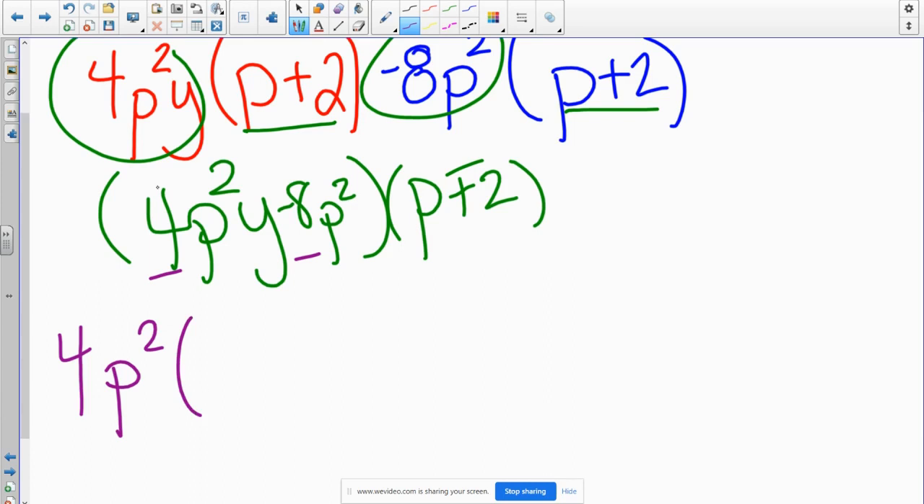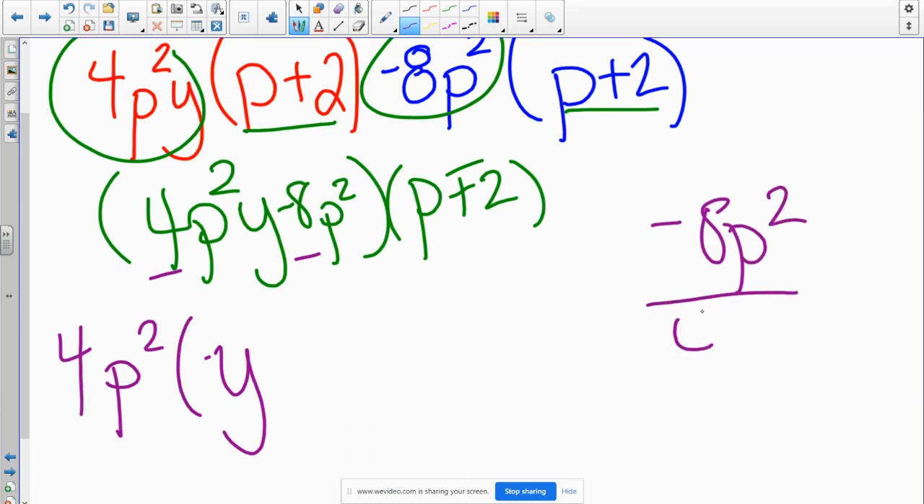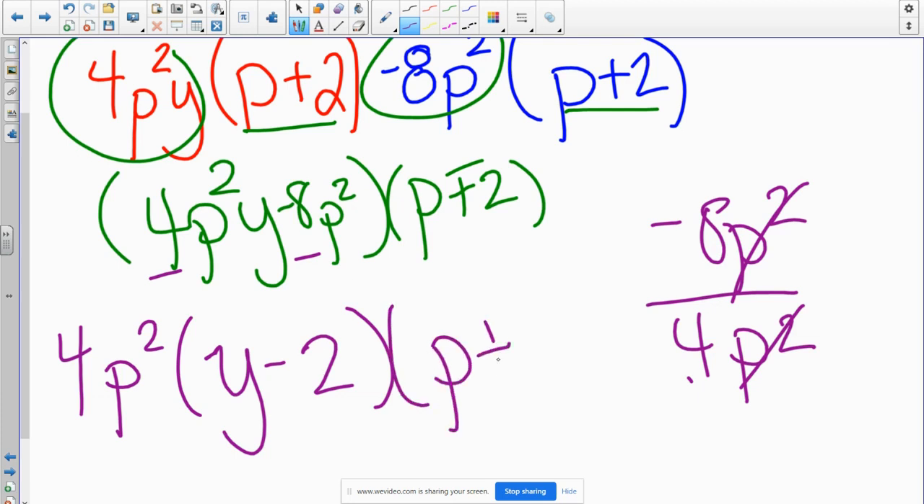So we're going to divide. So 4p to the second y divided by 4p to the second is going to leave us y. And then -8, write that off the side if you're visual, divided by 4p to the second. Well, the p to the second, 2 minus 2 is 0, and -8 divided by 4 is -2. So that first set of parentheses turned into 4p to the second times y minus 2, and then you bring down your p plus 2.